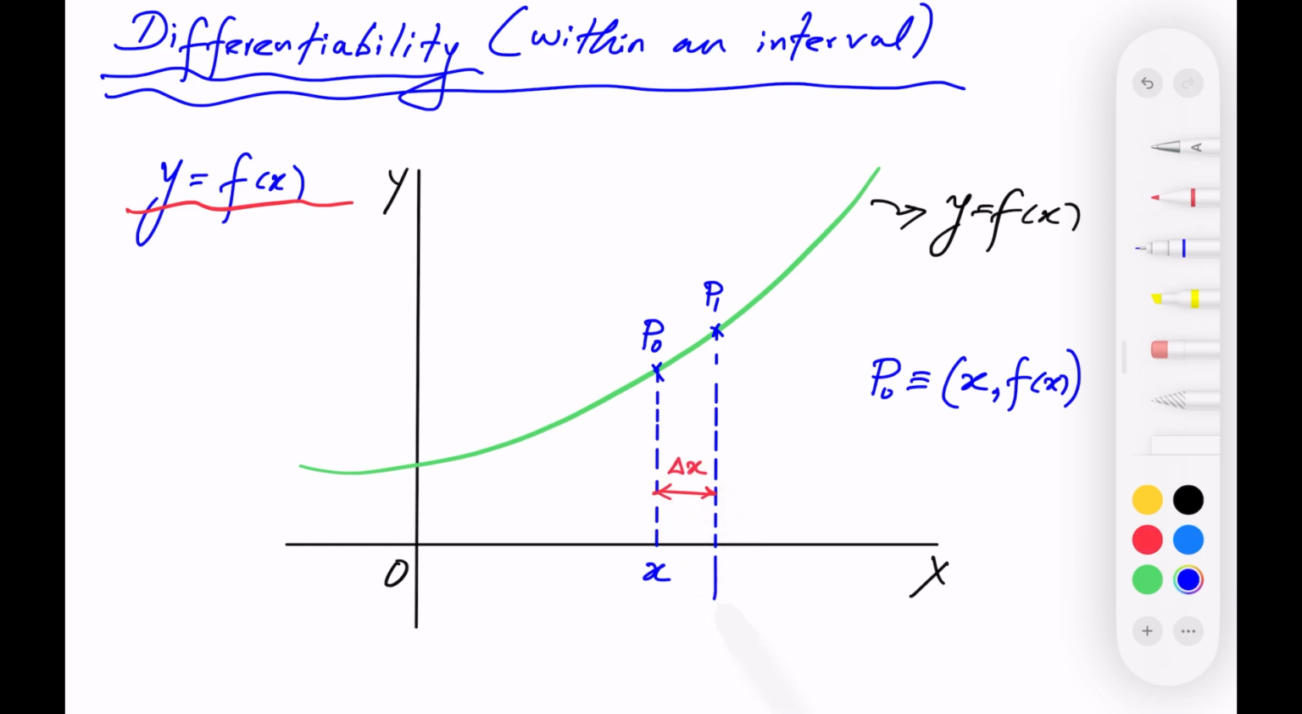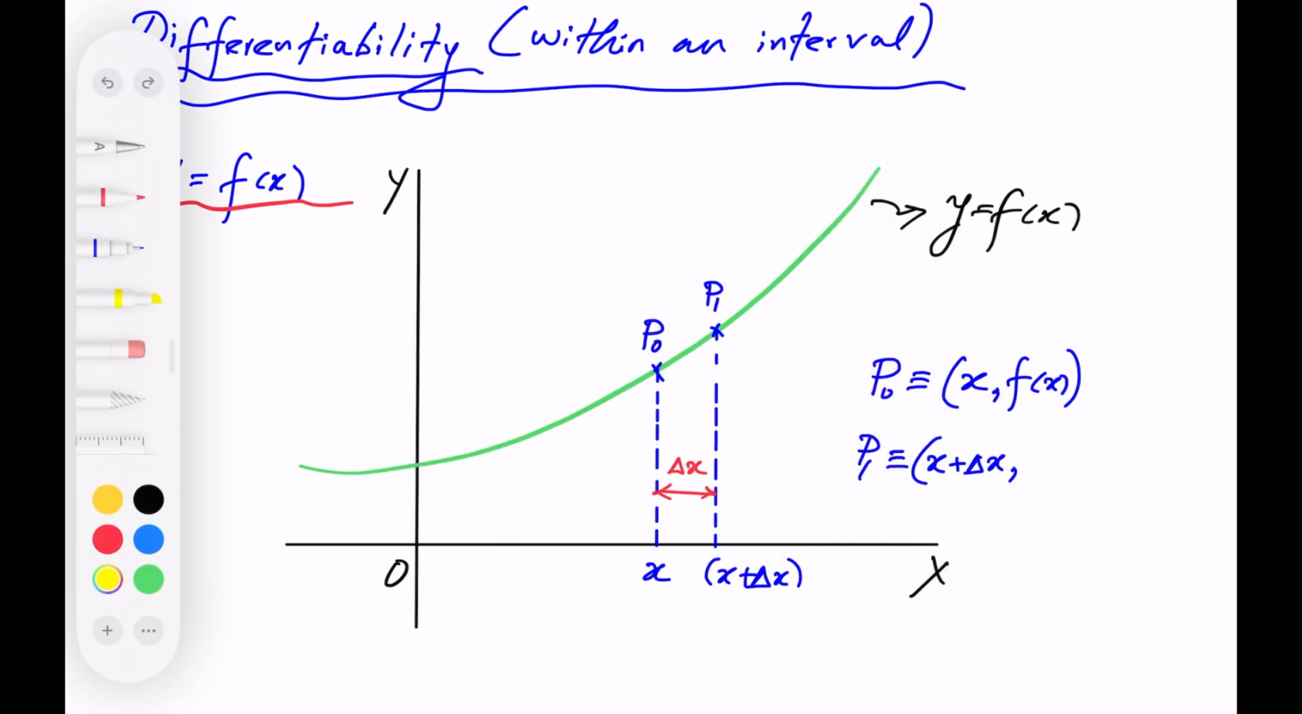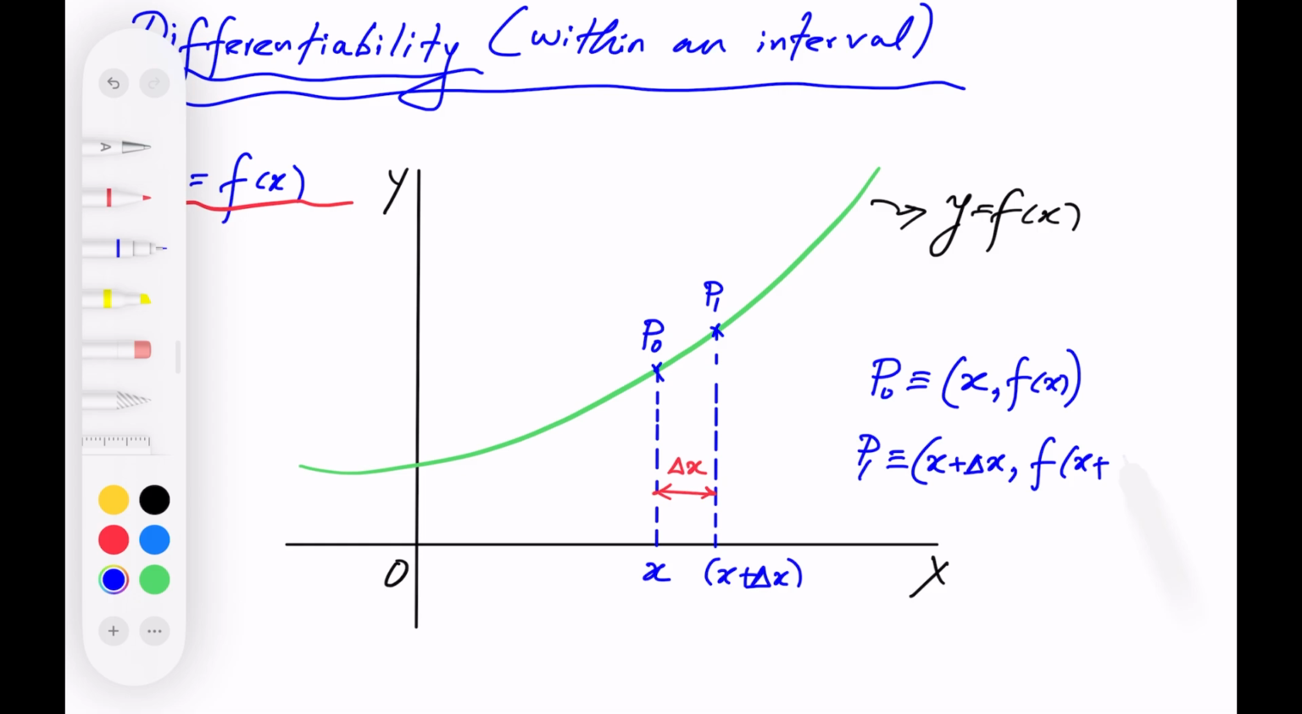What should be the coordinate point right here? That x coordinate point should be equal to x plus delta x. Therefore, I can write down the coordinates at P1 as x plus delta x, which is our x coordinate, comma, the y coordinate is given by this equation, f of the x coordinate. Then I can write down the y coordinate as f of x plus delta x.